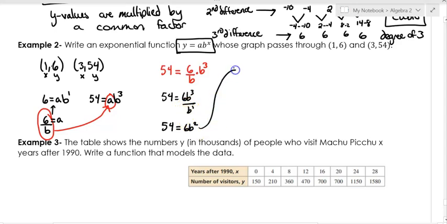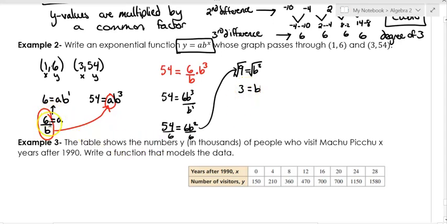All right, now go ahead and solve this. The first thing I'm going to do is divide by 6. So I get 9 equals b squared. Then I'm going to square root both sides. Now the square root of 9 is 3 and negative 3, but your b value always has to be positive, so you just use the positive one. Okay, so once you know your b value, you're almost done.